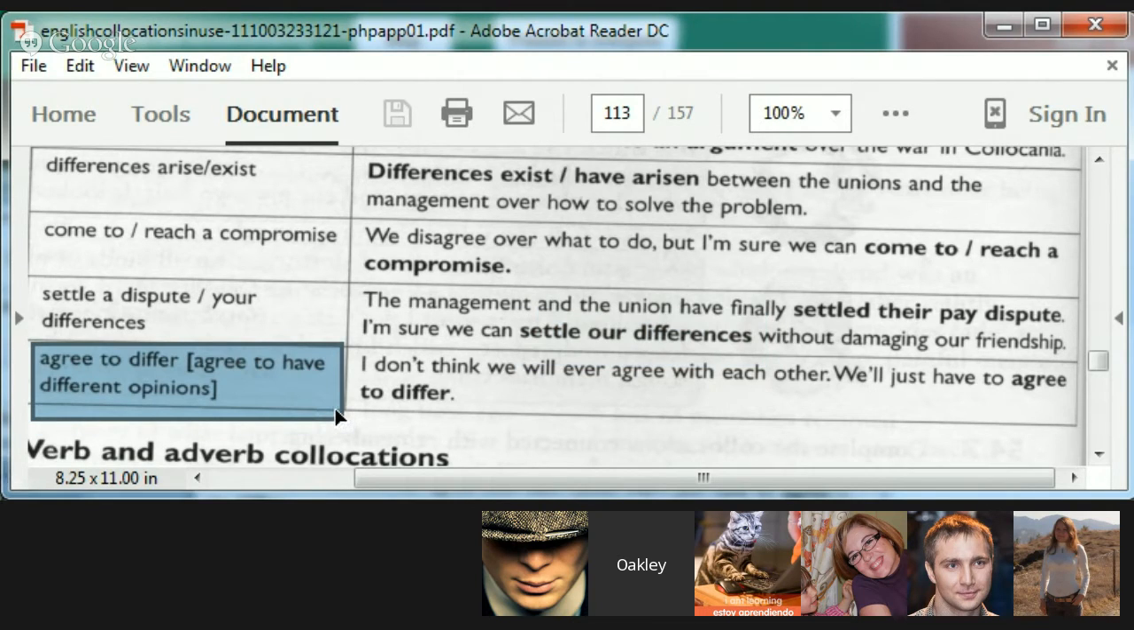Okay, and last one, Sasha, agree to differ. I don't think we will ever agree with each other. We will just have to agree to differ. Yeah, you may also hear agree to disagree. Okay. Sasha, can you agree to disagree with people?